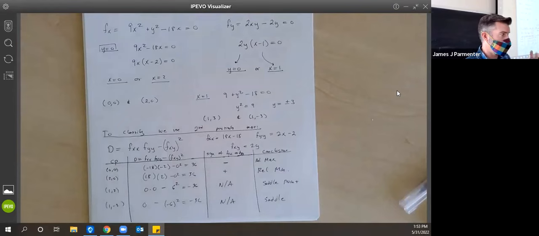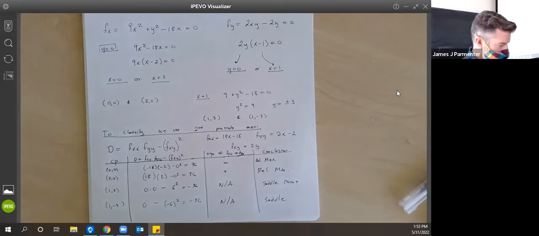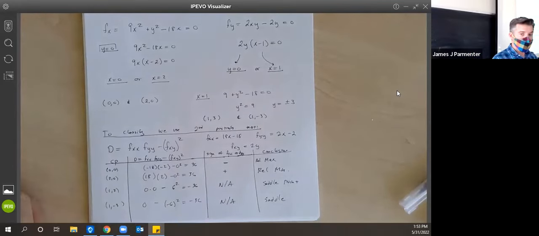That's the whole story for finding and classifying relative extrema of functions of two variables. Well, it's not the whole story. It's most of the story. Let's look at some more examples.